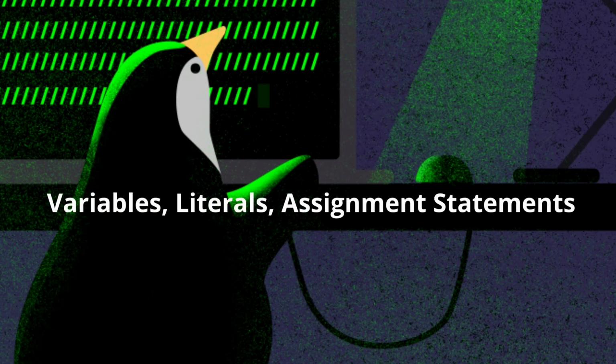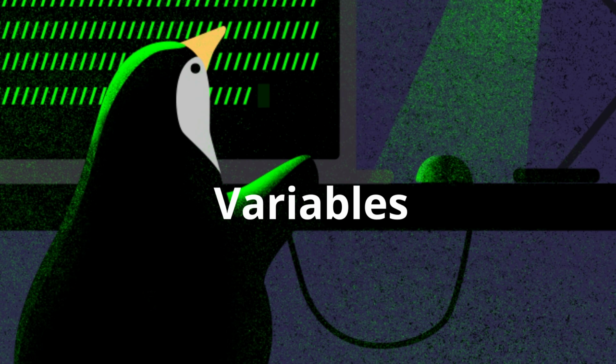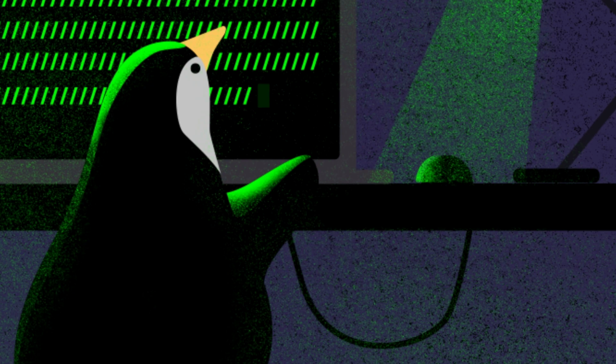Let's talk about variables, literals, and assignment statements. These are pretty important topics. Variables are pretty simple and they're used all the time in coding in every language. Variables represent storage locations in a computer's memory and they provide an interface to RAM.